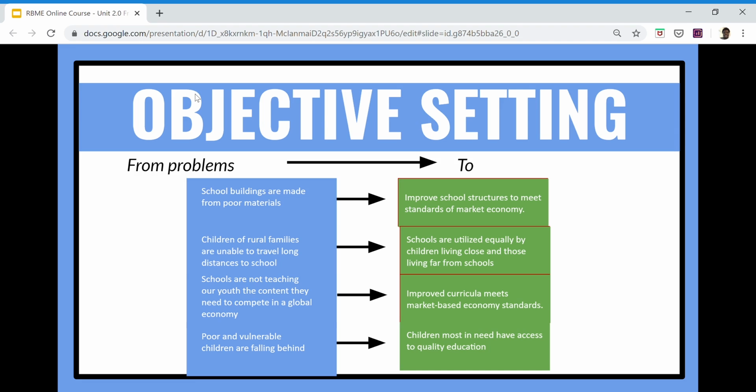So it could be improving school structures. It could be reducing maternal mortality in a community. It could be increasing income of small and medium enterprises that are working on oil palm production, and it could be improving computer literacy amongst girl children. So these are several objectives that you think about.